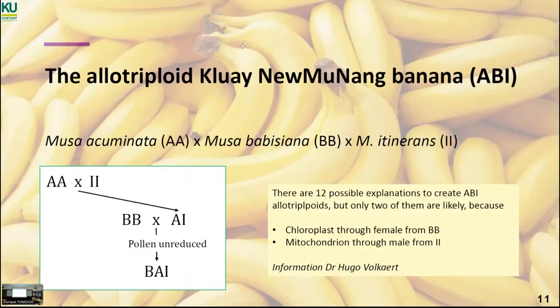Hugo told me that he's now analyzing genes on all the 11 chromosomes, one by the other, and sees whether the chromosome is from A, from B, or from I. Very interesting.